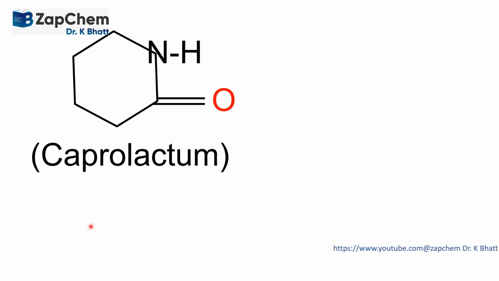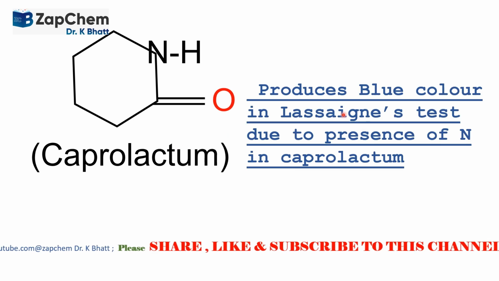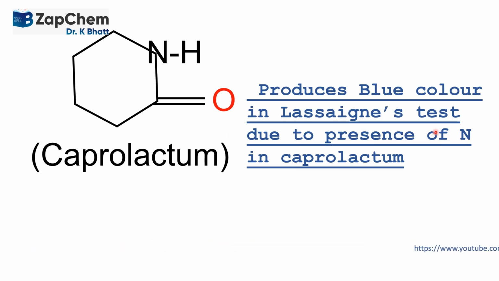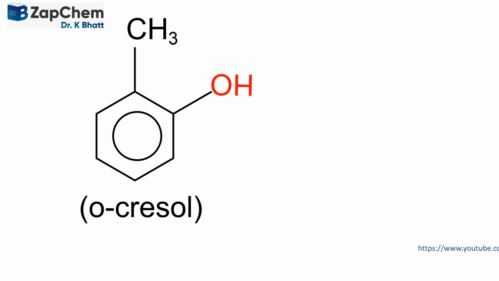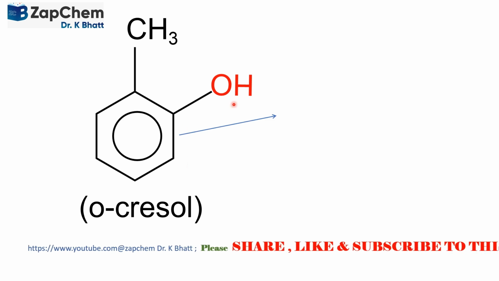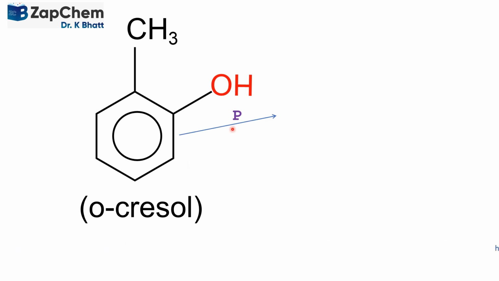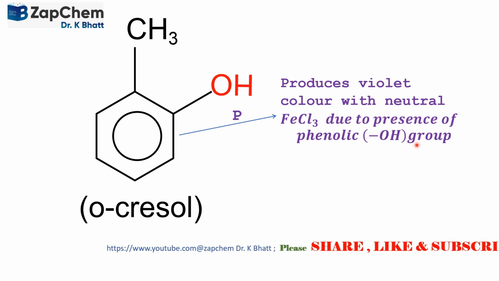Here is caprolactam, and here is the structure of caprolactam, and we find it produces a blue color in Lassaigne's test due to presence of nitrogen in caprolactam. And if you look at orthocresol, this is orthocresol, we find because there is a phenolic group, it produces a violet color with neutral ferric chloride due to presence of phenolic OH group.